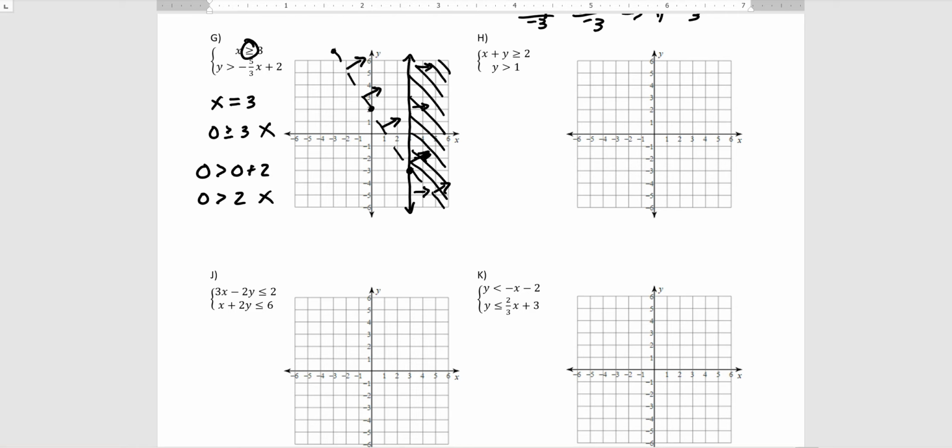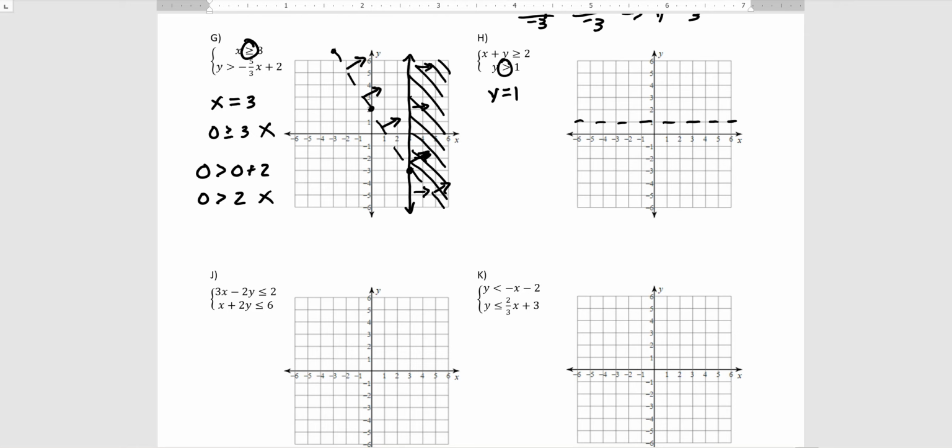All right. Why don't you try letter H on your own? It's kind of similar. Go ahead and try letter H. Pause the video. Let's see how we do. All right, let's check in with you here. X plus y is greater than or equal to 2. Y is greater than 1. Well, y greater than 1 is similar to y equals 1. All right, that's a horizontal line at 1. Now, solid or dashed because it's strictly greater than.